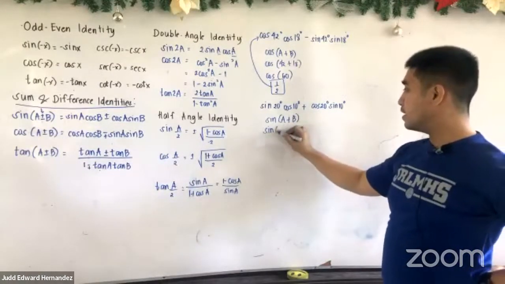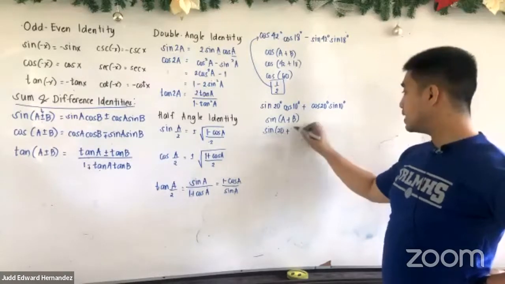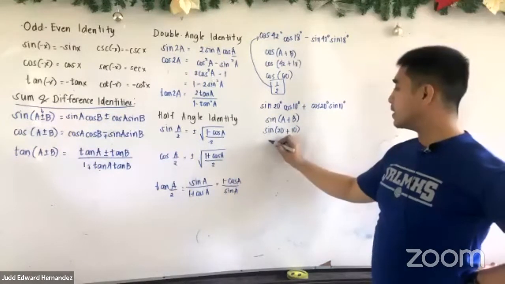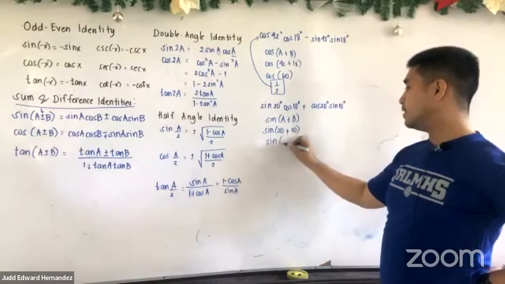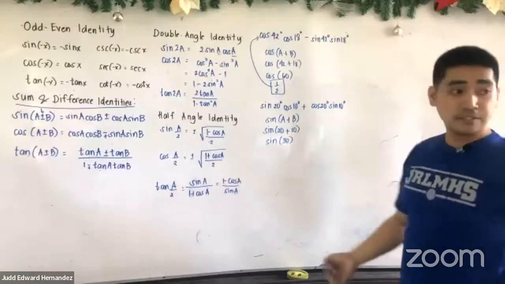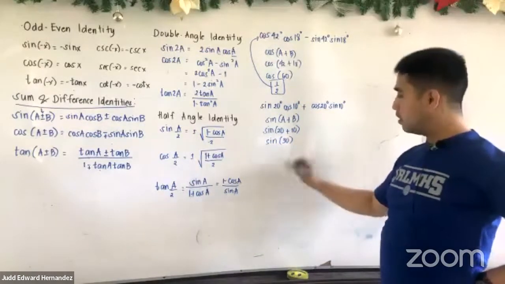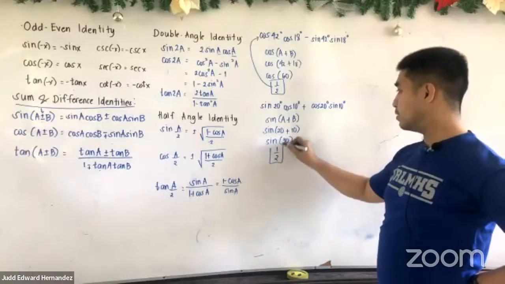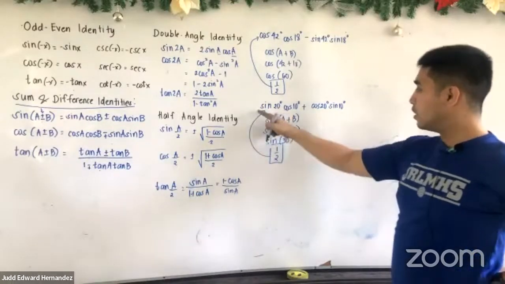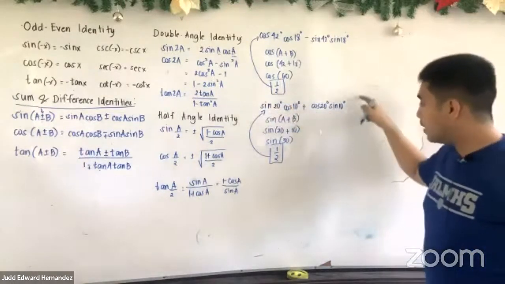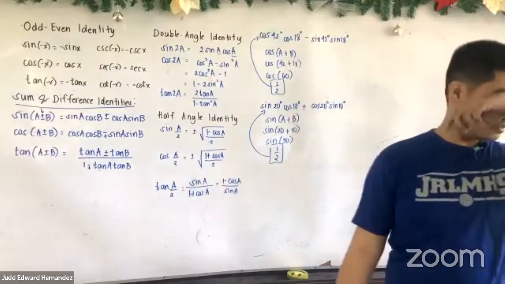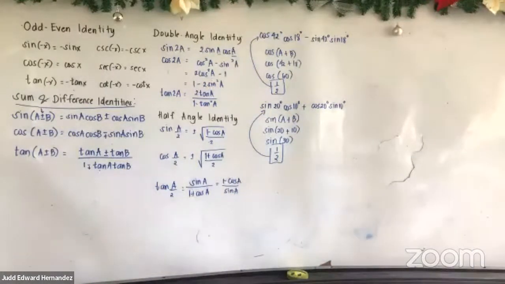Our A is 20. Our B is 10. And what is 20 plus 10? That is 30. If that is 30, what is the evaluated form of sine 30? 1/2 po. Therefore, it is 1/2. And pag tinanong ka kung ano yung answer dito sa mahabang to, eto lang po yung sagot. Okay, maliwanag po ba yun? Yes po. Okay, so let's have another example po.